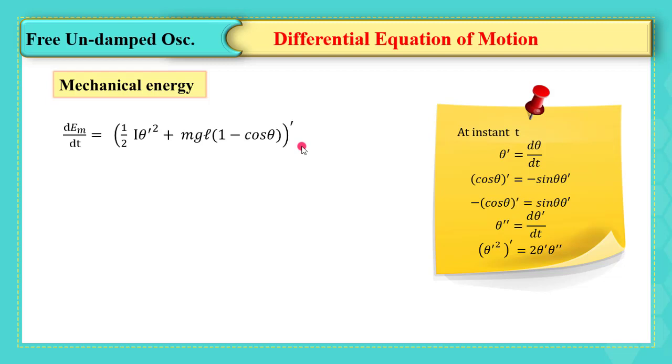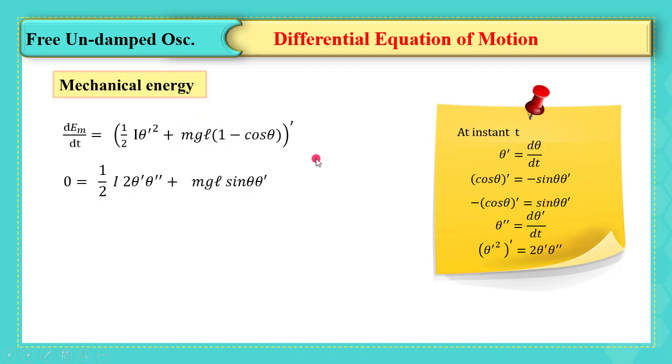Let's go back. The derivative of the mechanical energy is 0. Then the derivative of half I theta prime squared is half I into 2 theta prime theta double prime, plus the derivative of m g L into 1 minus cosine theta, which is just m g L sine theta times theta prime, since the derivative of m g L times 1 is 0 since it's constant.